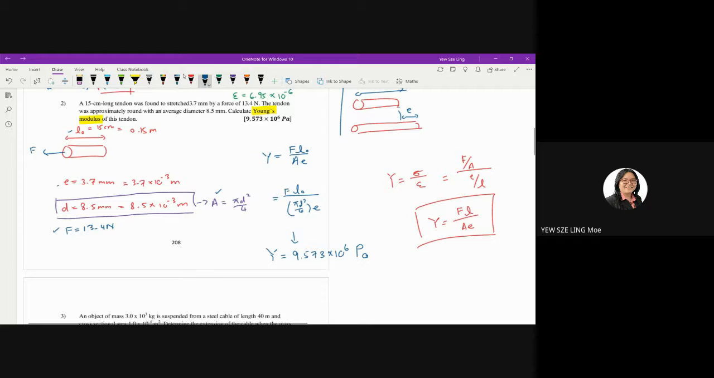If you don't want to write Pascal, you can also write it as 9.573 times 10 to the power of 6 N m negative 2. So you have two units. Both are correct.